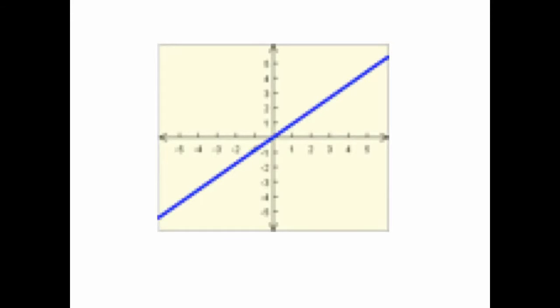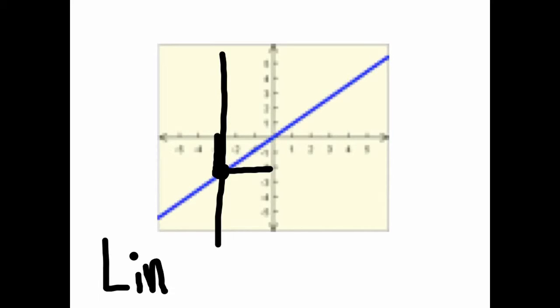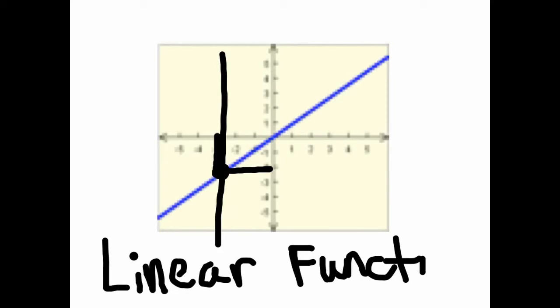Okay, guys, here's our first example. Obviously, this is a graph of a straight line, so we need to figure out, is this a function? And then also, is this relationship linear? Well, I know it's a function because I can draw a vertical line through it and it only hits it once, which means that this x value only has one y value. I also know that this relationship is linear because it's a straight line. So this would be referred to as a linear function.